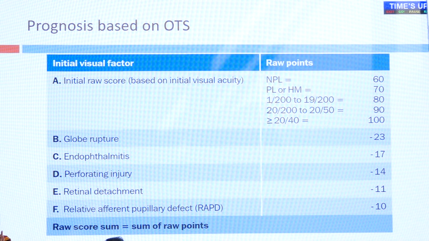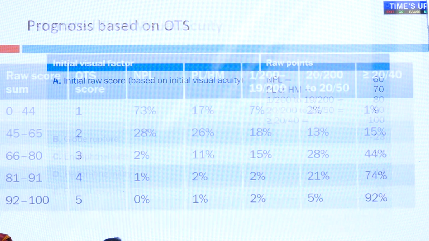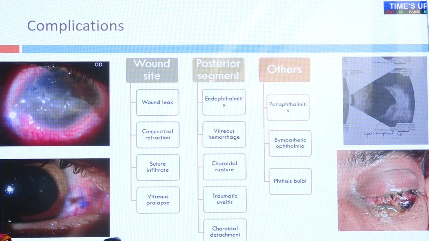Whenever you're operating on such patients, the patient will always ask you for their prognosis. Hence, you need to know the ocular trauma score. On the basis of this scoring system, you can calculate a score and tell the patient what their likely 6-month visual outcome is going to be.